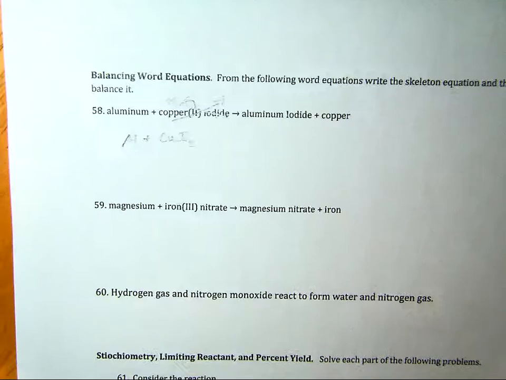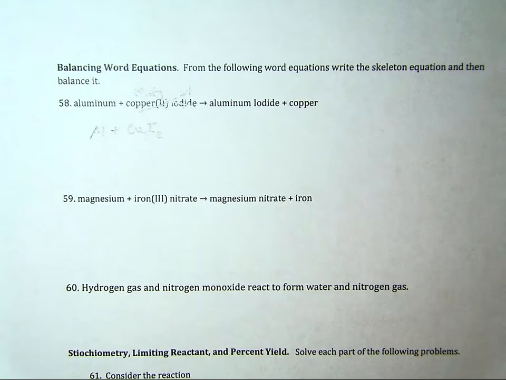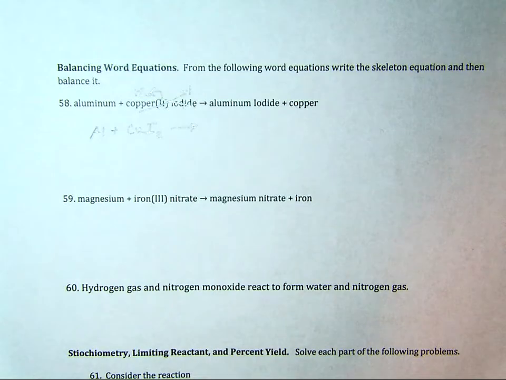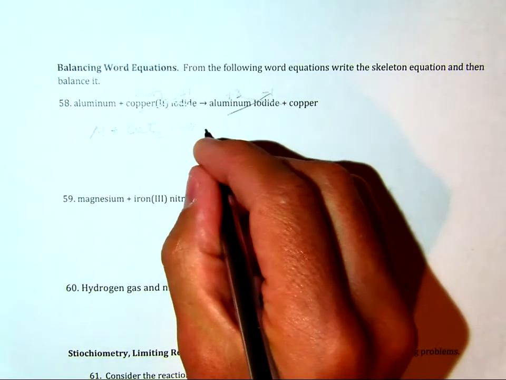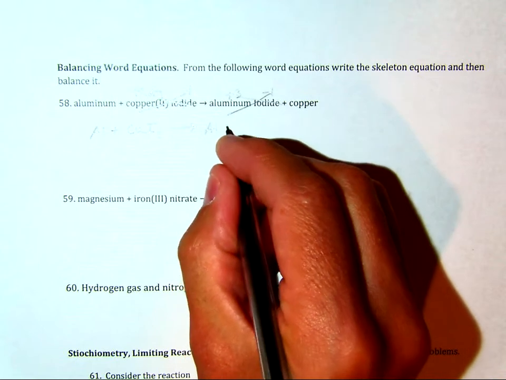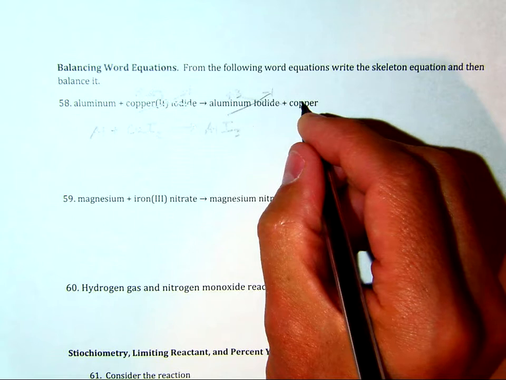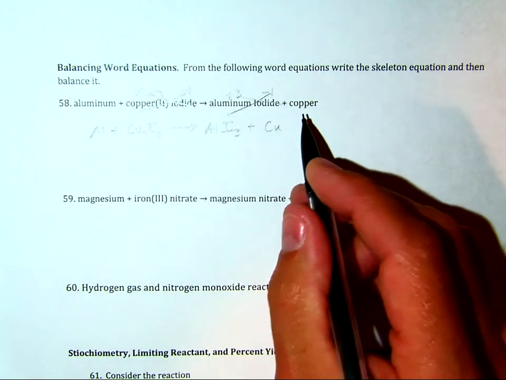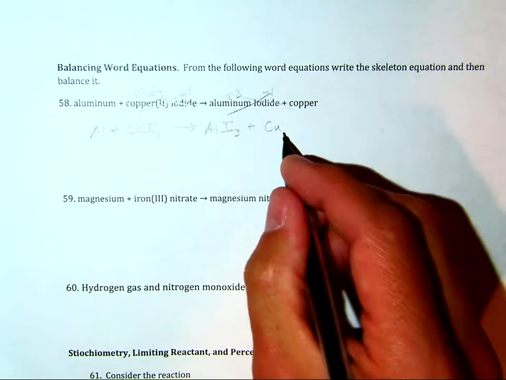Let's see if I can make it a little better on the video here. Okay, so hopefully you can see that. Now those are our reactants, so we draw the arrow. Now we've got aluminum iodide. Aluminum's charge is +3, iodine's charge is -1. Let's crisscross it. Aluminum just has the 1, the iodine has 3. And then plus copper. Copper is just Cu, and if it's by itself, you should always ask yourself, is it diatomic? So is aluminum and copper diatomic? And the answer is no, so we're just going to leave them.